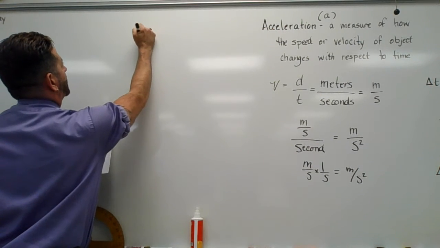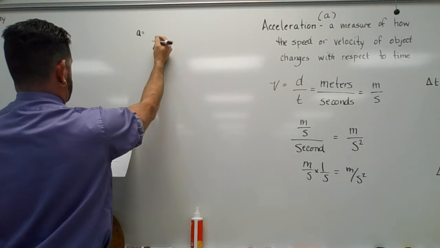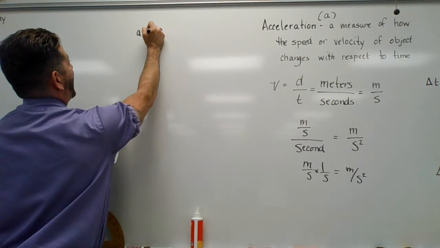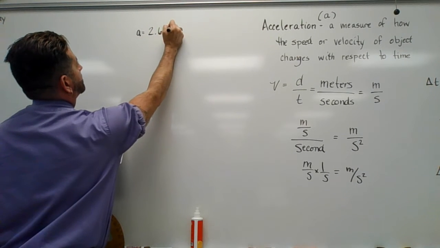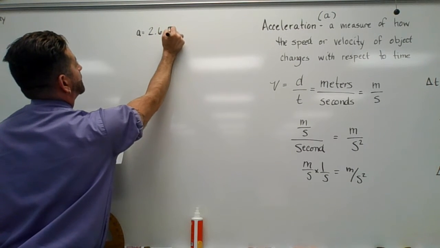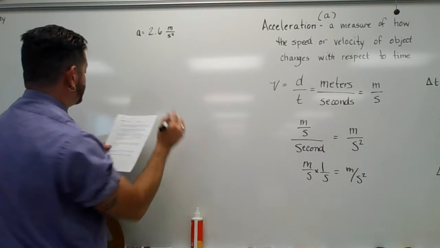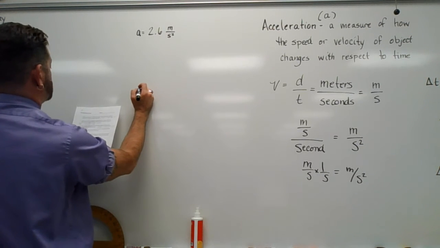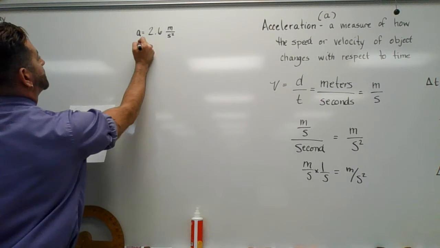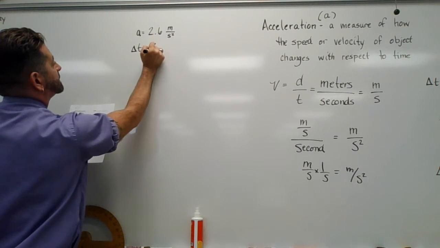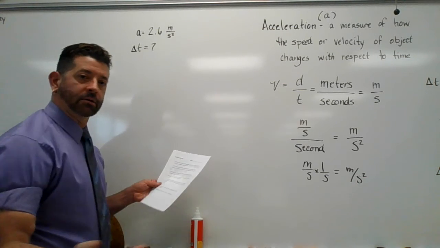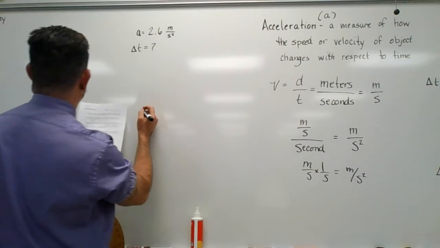Well, here, let's write down what we know. We know that the average acceleration, A, is equal to 2.6 meters per second squared. So far, so good. And it says how long will it take? So we don't know the delta T, the change in time. How long will it take? We don't know. That's what we're going to find out.